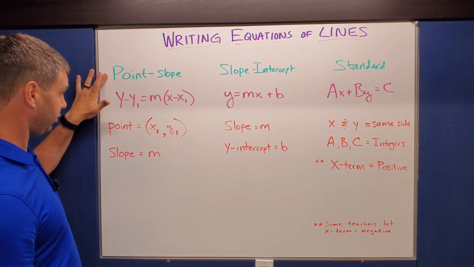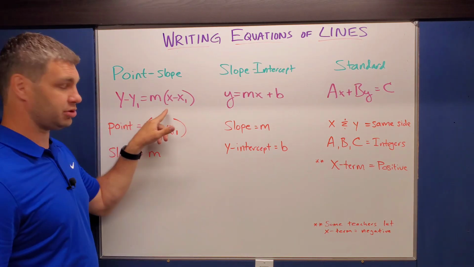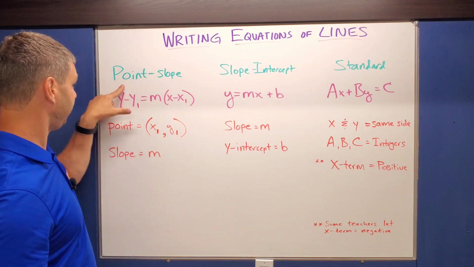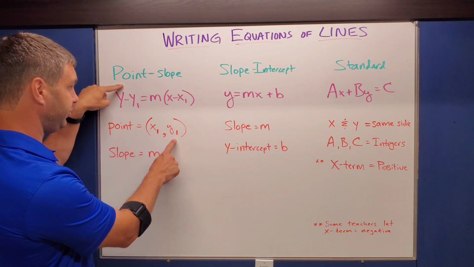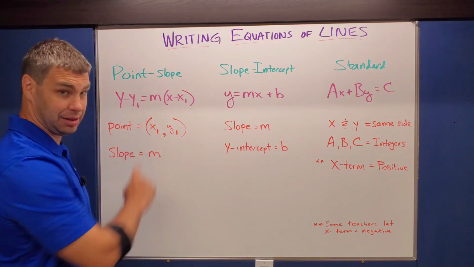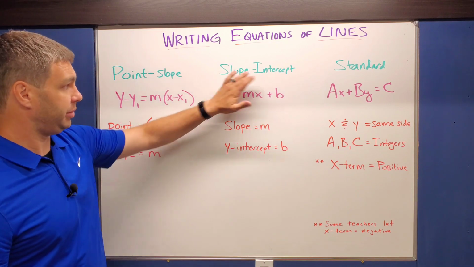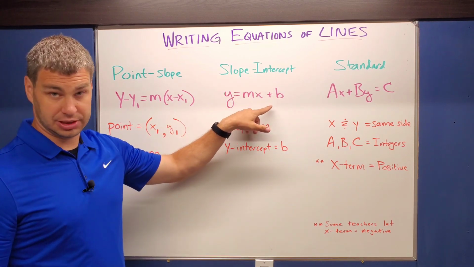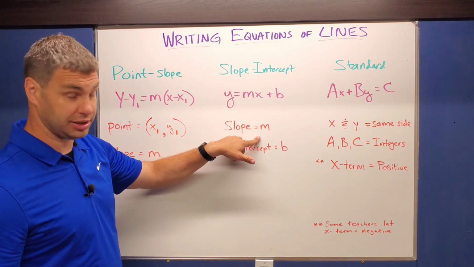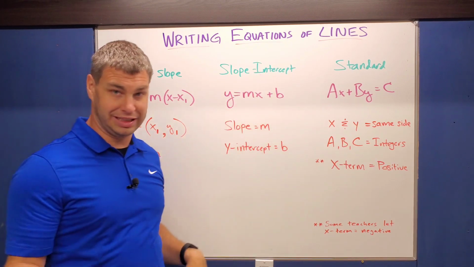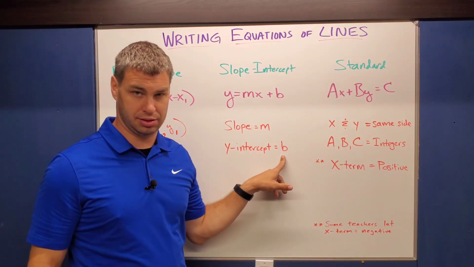With point-slope form, it's written in this form: y minus y1 equals slope times x minus x1, where the point is going to be your x1, y1, and your slope is just going to be the m in the equation. All right, for slope-intercept form, y equals mx plus b, the slope is the m still, and the intercept, this is the y-intercept, and we call that b in our equation.